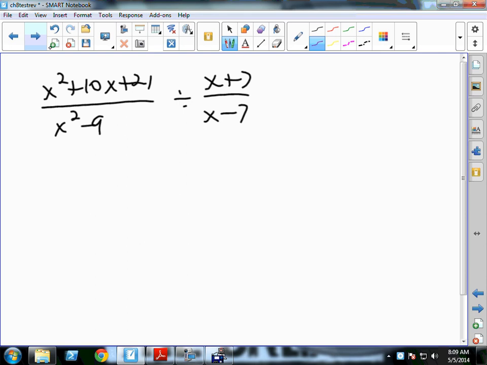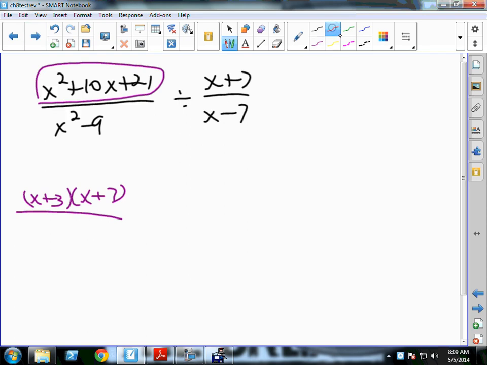So this next one again, factor, cancel. This factors into x plus 3, x plus 7. The denominator, we have an albino in the room. x plus 3, x minus 3. We make a big fraction and we invert it. In other words, we flip it. We multiply by the reciprocal. So what's going to go in the top?